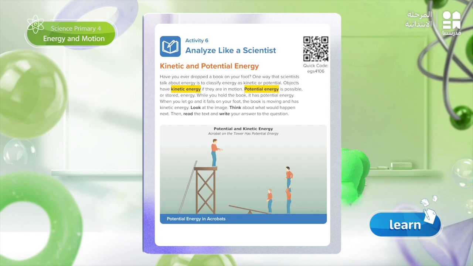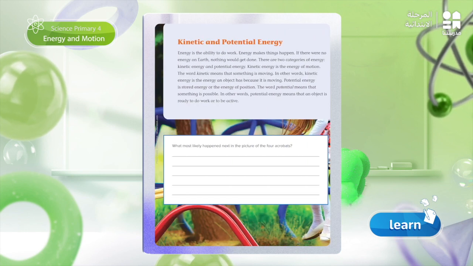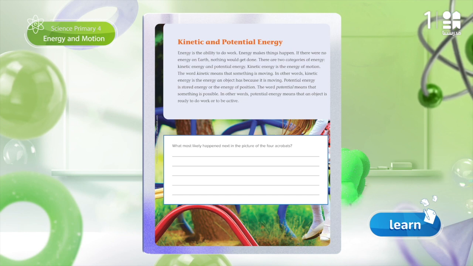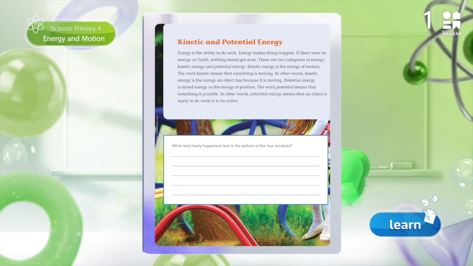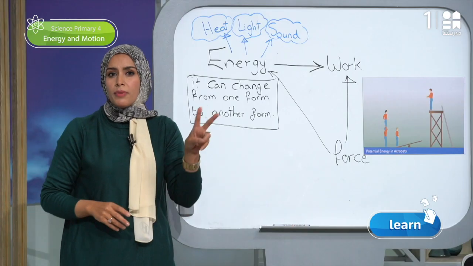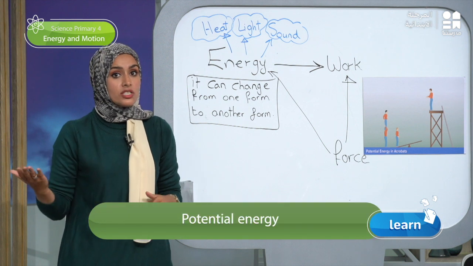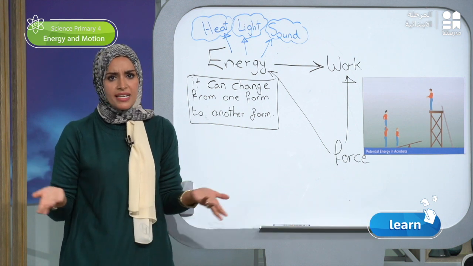محتاجاكوا تعرفوا الديفينيشنز بتاعة الكايناتيك والبوتنشال انرجي، طاقة الحركة والطاقة المخزنة. عشان تقدروا تعرفوا ده ركزوا كويس جدا وانتوا بتقروا التكست. Let's start now. When the scientists divided energy, they divided them into 2 main forms: potential energy and kinetic energy. It's very easy to explain kinetic energy.